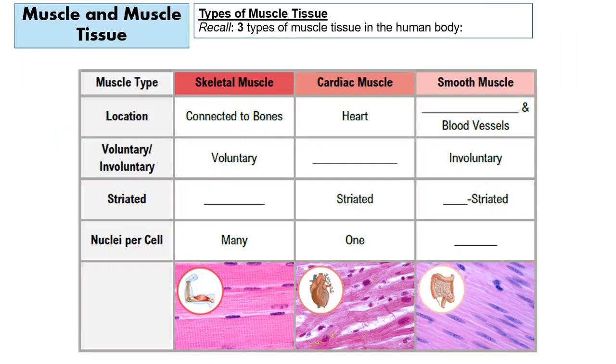First, let's review the 3 types of muscle tissue in the human body. Of course, our focus is going to be skeletal muscle, but we'll talk about cardiac and smooth muscle in this table.